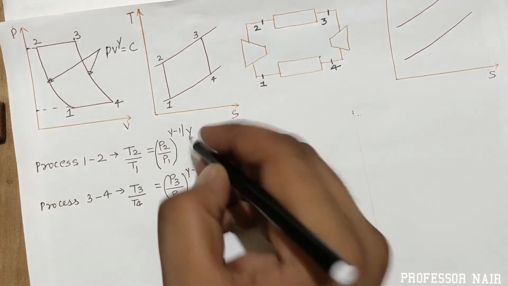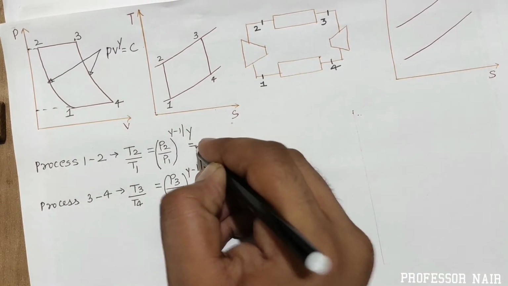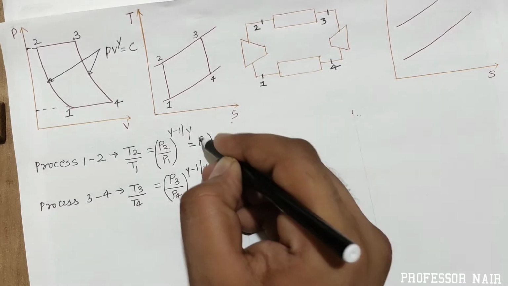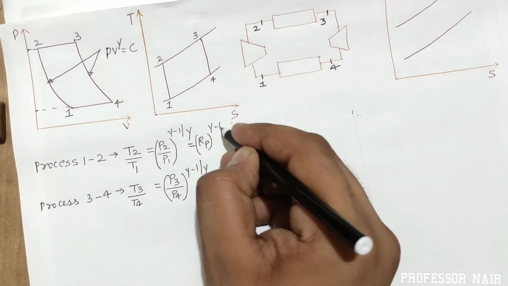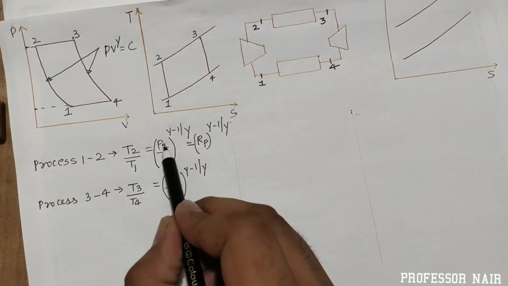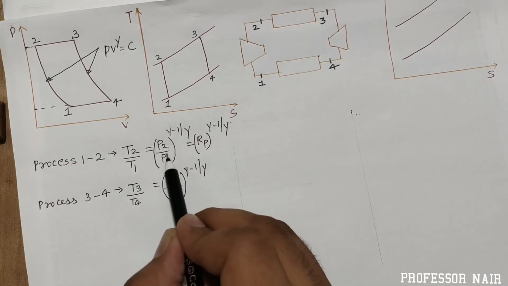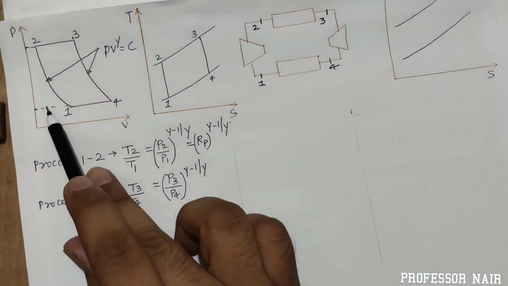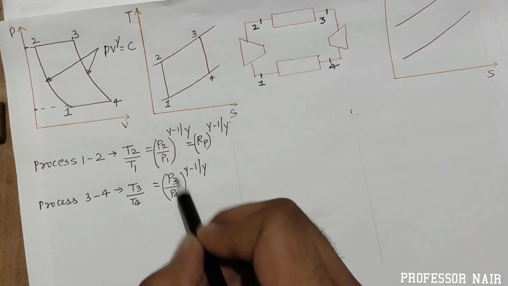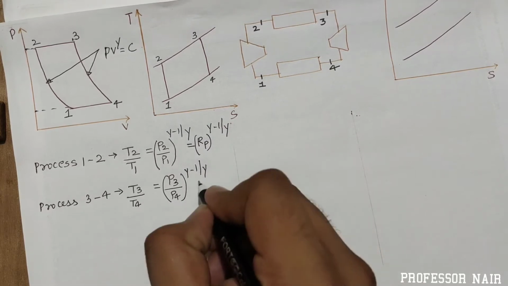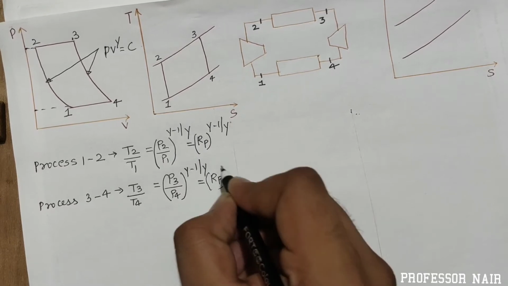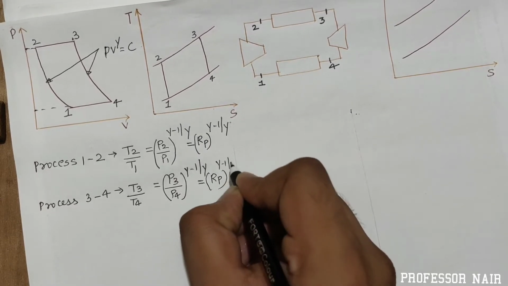So P2 upon P1 is called the pressure ratio. This pressure ratio is denoted by Rp. So it is Rp raised to gamma minus 1 upon gamma, right? Similarly, P3 equals P2 and P4 equals P1 according to this diagram. So P3 upon P4 becomes what? P2 upon P1. So it would also be the pressure ratio Rp raised to gamma minus 1 upon gamma.